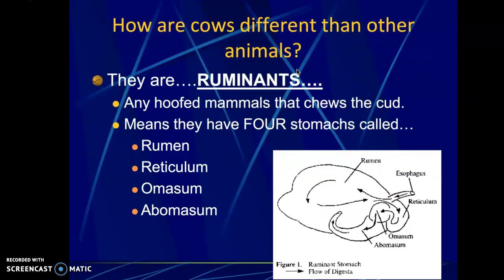Just a review: cattle are ruminants, and if you remember, a ruminant is a hoofed animal that has a 4 chambered stomach. It's the rumen, reticulum, omasum, abomasum. This is a review, but I wanted to tell you, remember, cattle fall into that category.